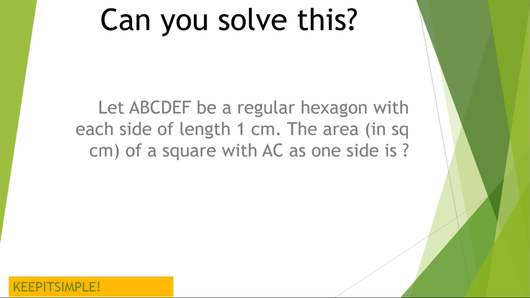Let ABCDEF be a regular hexagon with each side of length 1 centimeter. The area of a square with AC as one side is. So we have to find the area of the square whose side is AC. How to do this? Let's see.